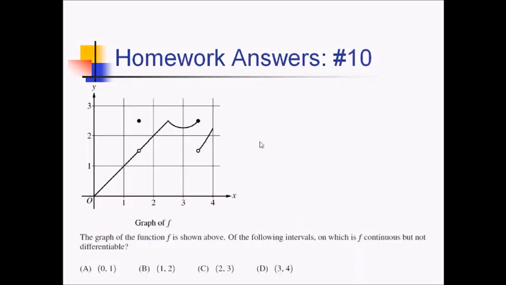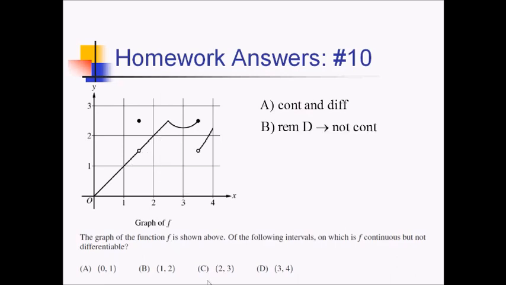On this problem, we're given the graph of f, and we want to know, given these four intervals here, where is f continuous but not differentiable? So let's just take a look at these different intervals. So interval from 0 to 1, we are continuous and differentiable on that. There's no discontinuities, no cusps or vertical tangents. So A is continuous and differentiable. We move on then. Choice B, we are not continuous. We have a removable discontinuity.